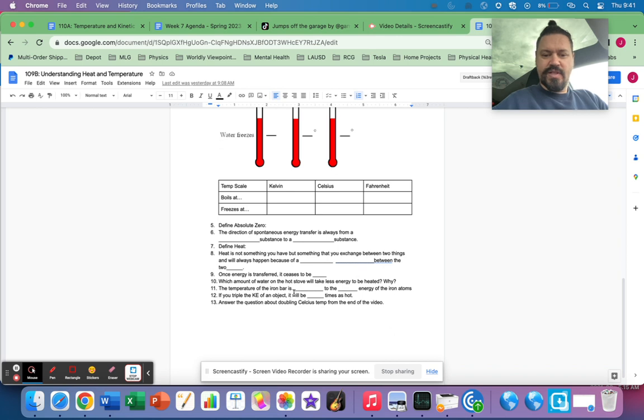And let's see. The temperature of an iron bar is proportional to the kinetic energy of the iron atoms. The more energy they have, the higher the temperature. If you tripled the kinetic energy, it would be three times as hot.